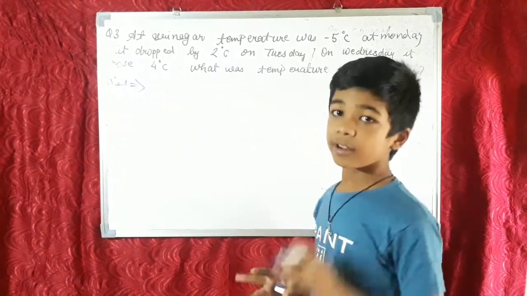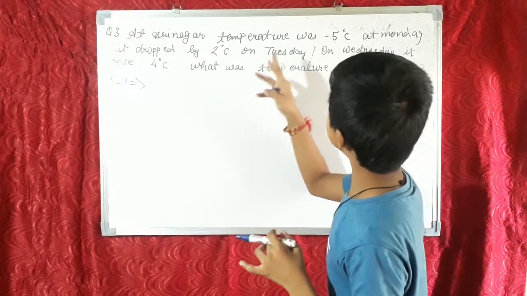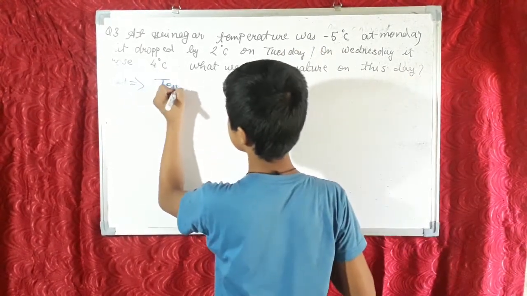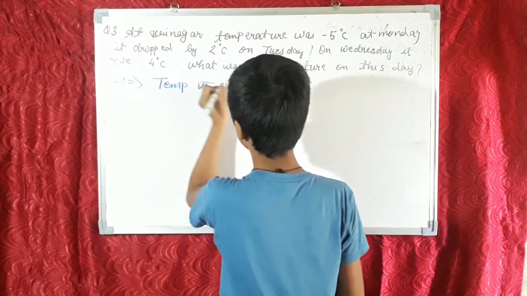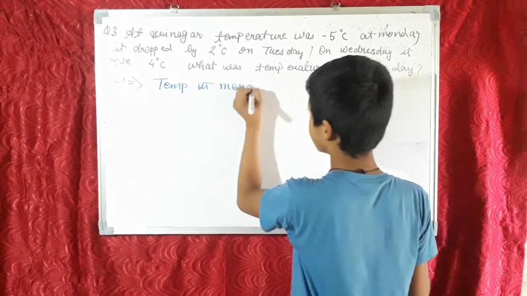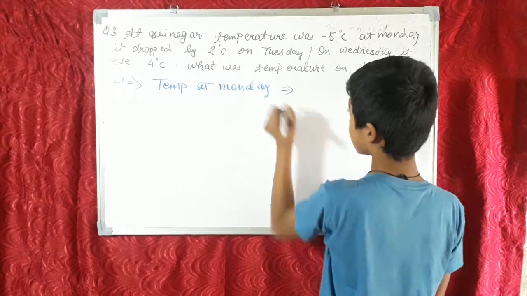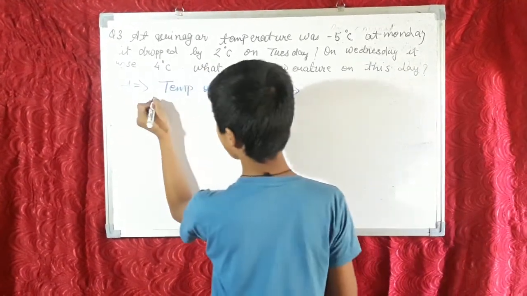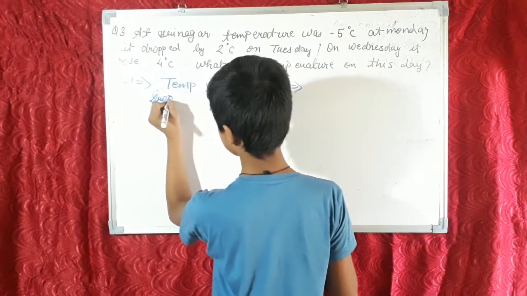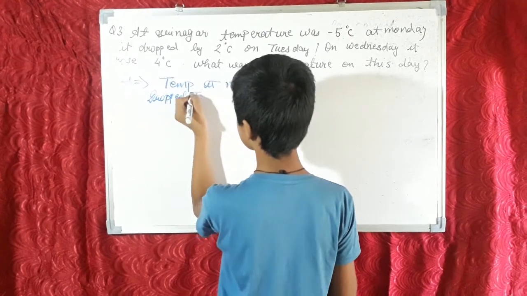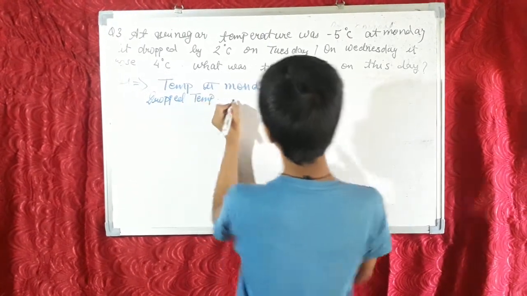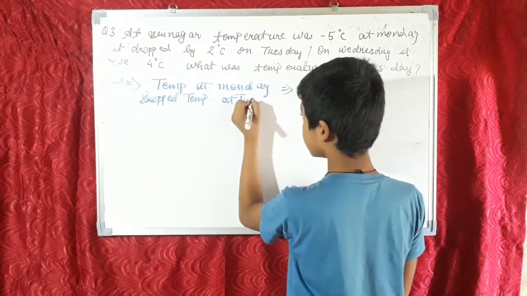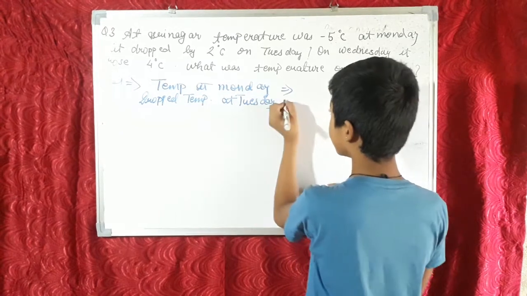Okay, so what will our statement be? We will write temperature at Monday. Monday we will write. Okay. And now we will write it dropped down. So we write dropped temperature on Tuesday. At Tuesday we will write Tuesday. Okay. Then what will we do?